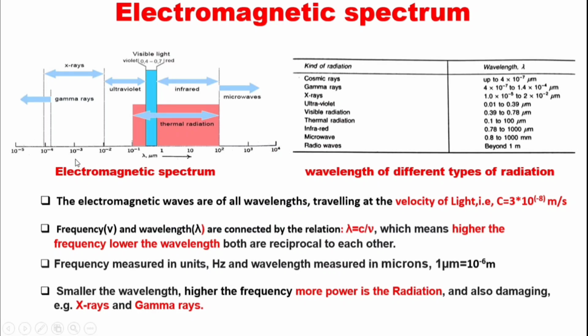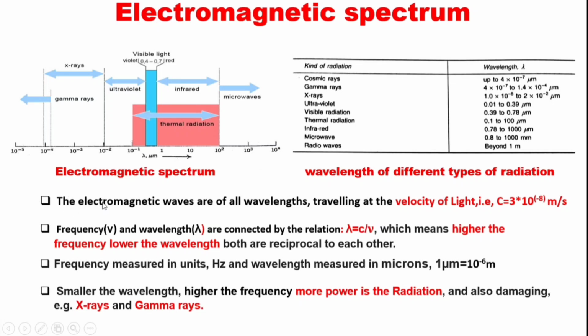The electromagnetic spectrum represents the different types of electromagnetic radiations based on the wavelength and frequency. These different types of electromagnetic radiations are classified based on the wavelength and frequency. Observe this diagram. These are the different types of radiations based on the wavelength of the radiation.